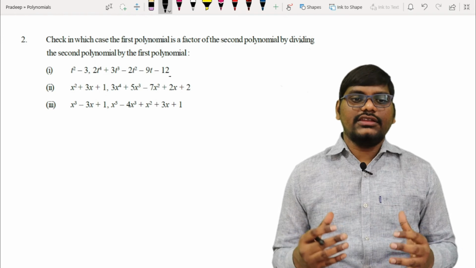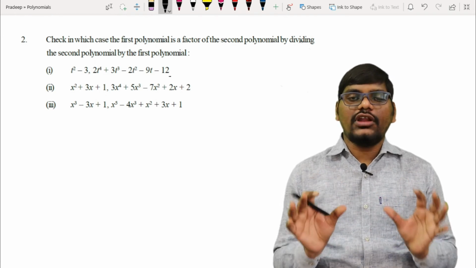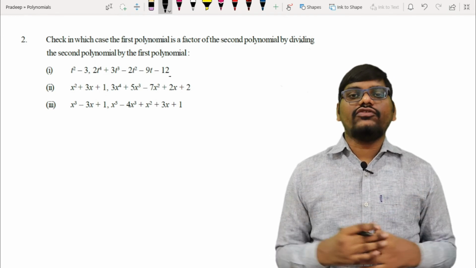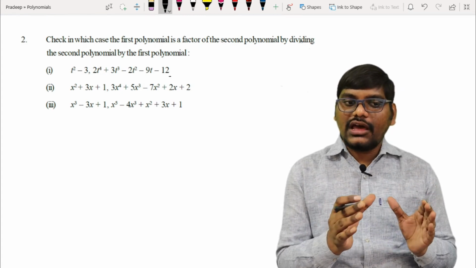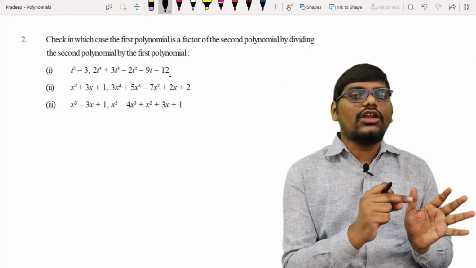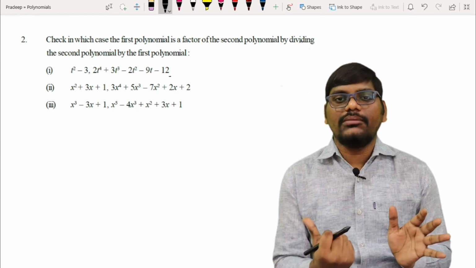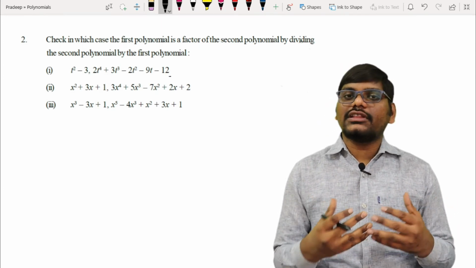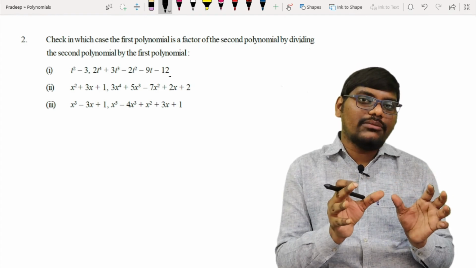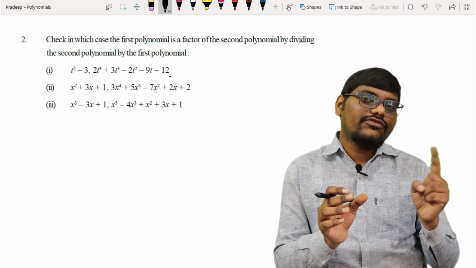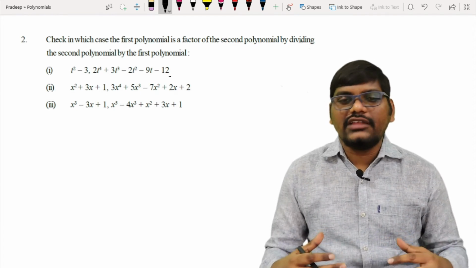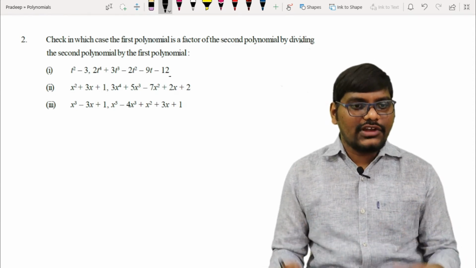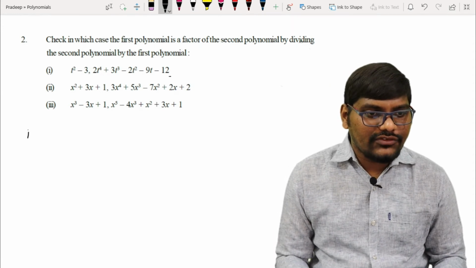So they are saying that when the two polynomials are given, we should find out whether one polynomial is a factor of the other polynomial. So we should prove whether, in the given two polynomials, one polynomial is a factor of the other or not. Okay, as we solve, you'll get more clarity. So we'll go forward. We'll go for the very first question.